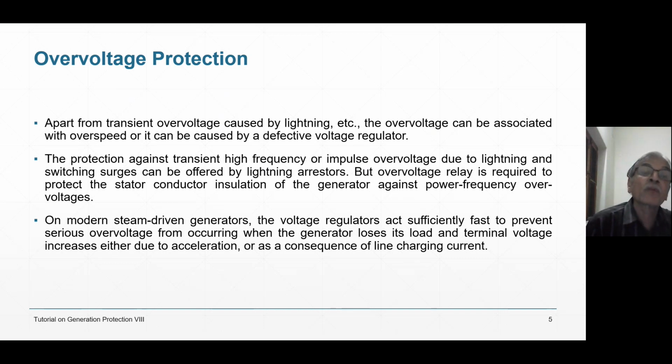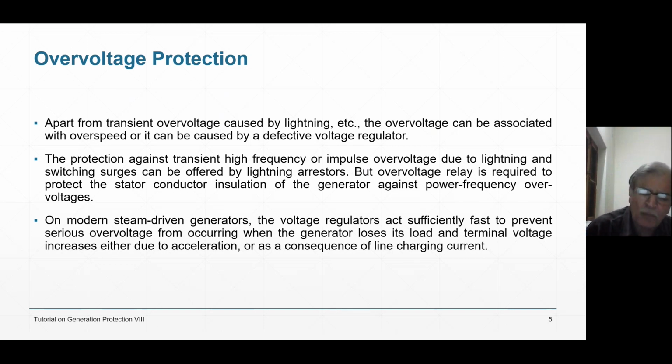We are talking about power frequency over voltages, and power frequency over voltages are either caused by overheat, over speeding of the machine, or by loss of load, big load from generator, abrupt loss of load. So then usually in modern steam driven generators, there are turbine governors which will immediately act. It will issue a command to the automatic voltage regulators, and modern static AVRs, automatic voltage regulators, are sufficiently fast to prevent the serious over voltages from occurring.